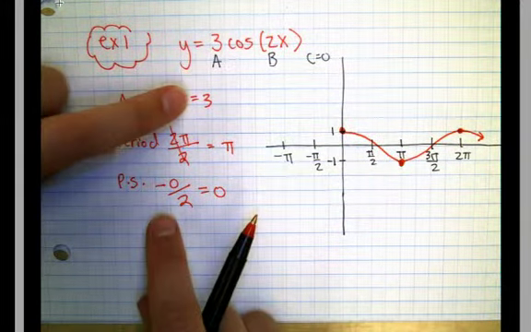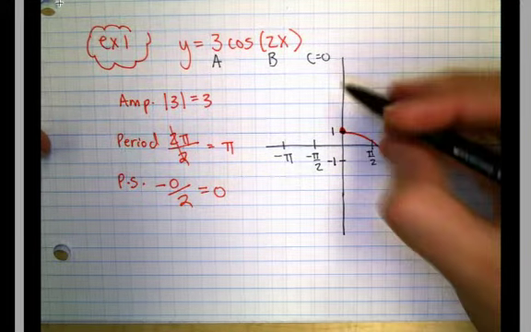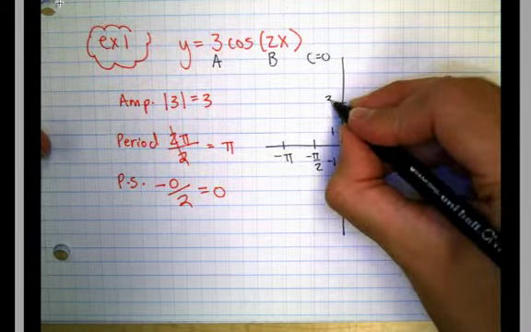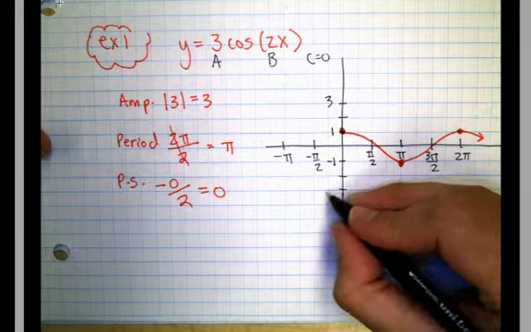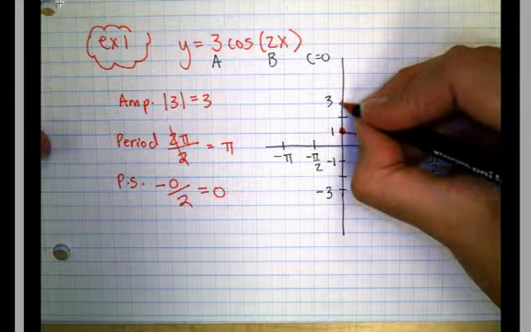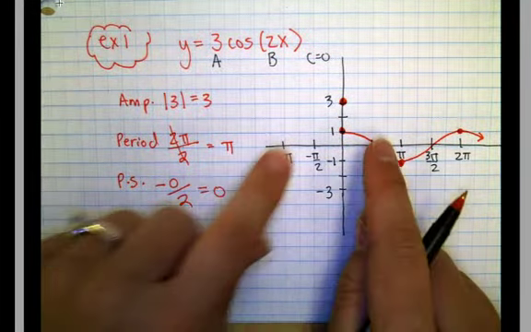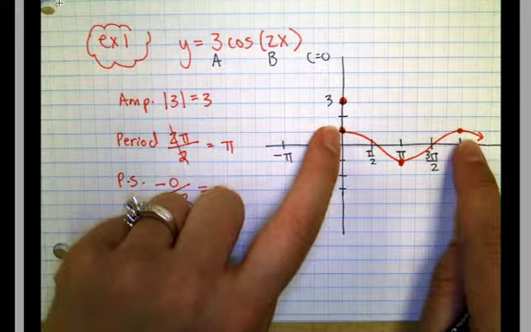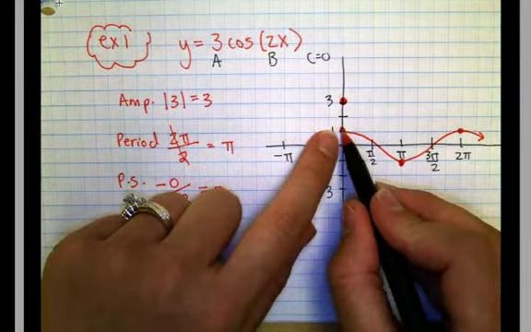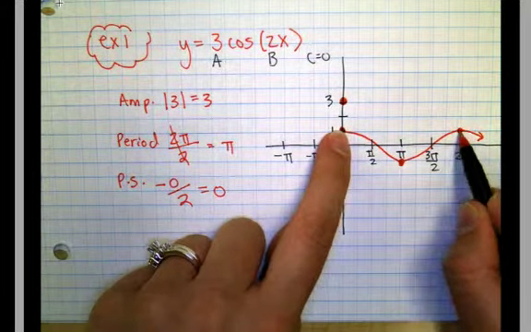Amplitude breaks this out. Instead of going from negative 1 to positive 1, it's now going to go to 3. So 3 to negative 3. So that's the first thing I know is I'm going to move my first point up to 3 instead of 1. The period is pi. This period right here is 2 pi. That's because it starts here and doesn't get back to that same spot until you get to 2 pi.